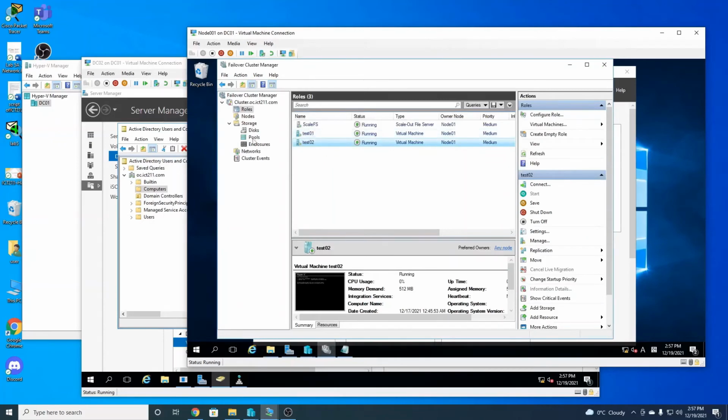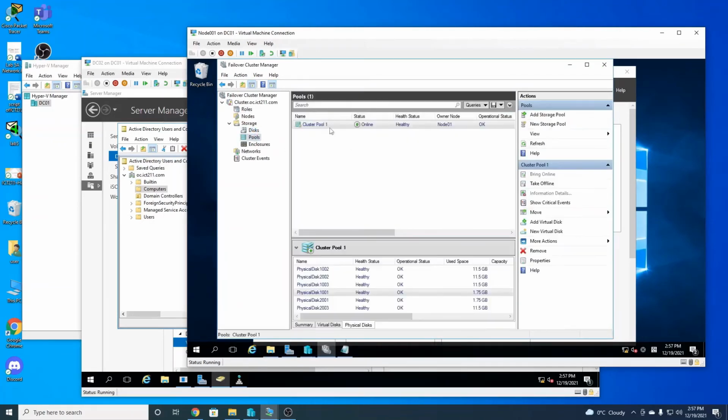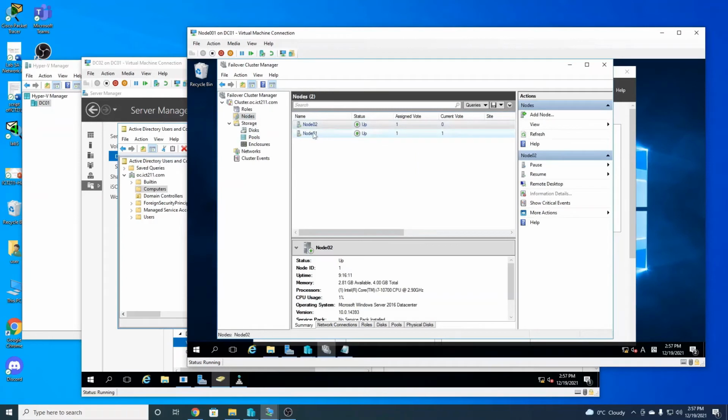So when I turn off the node 1 server, these 2 Hyper-V hard disks move to the node 2 server. So when one of the 2 node servers dies, the other server is activated to save all the data. So that's my Hyper-V failover clustering.